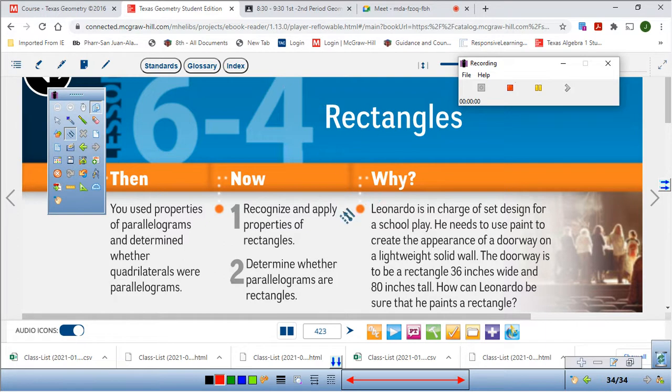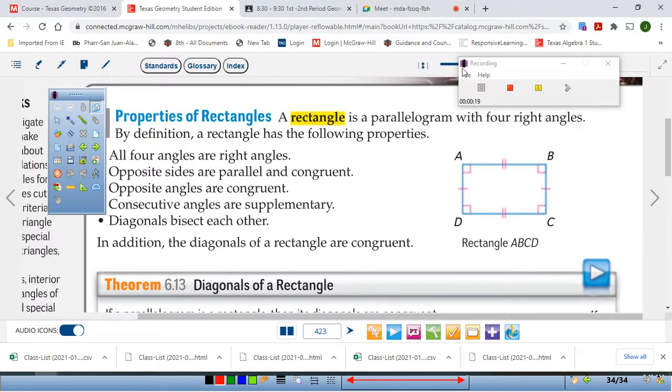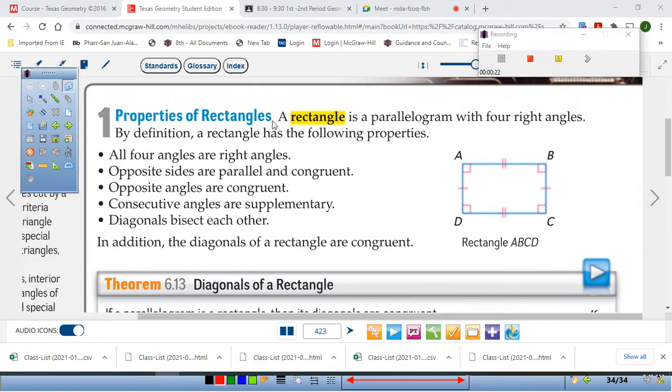Okay, so here we're going to recognize and apply properties of rectangles. We're going to determine whether parallelograms are rectangles. So here are some important ideas. You need to know these real quick. Properties of rectangles. A rectangle is a parallelogram with 4 right angles. You see this?